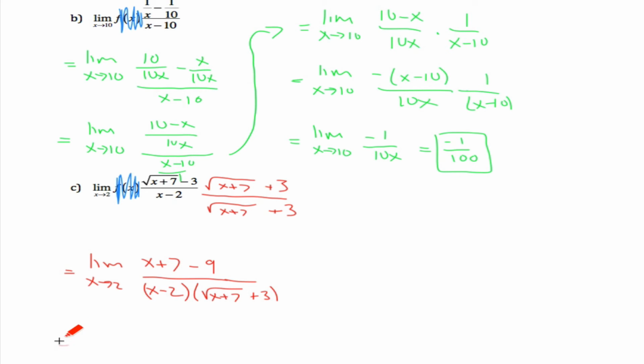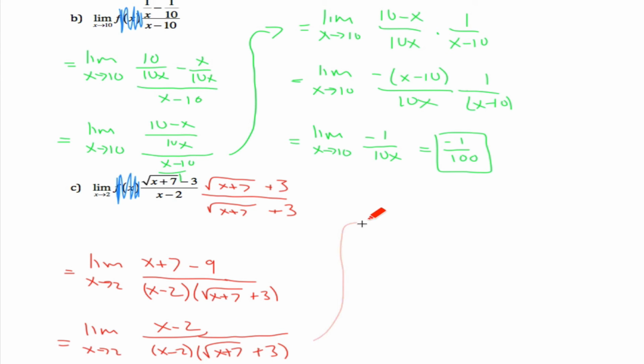Should I write that as another step? Fine. The limit as x approaches 2 of x minus 2 divided by x minus 2 times this radical, square root of x plus 7, and then plus a 3. And so now I can cancel out these x minus 2's and say that that limit is equal to the limit as x approaches 2 of 1 over the square root of x plus 7 plus 3.